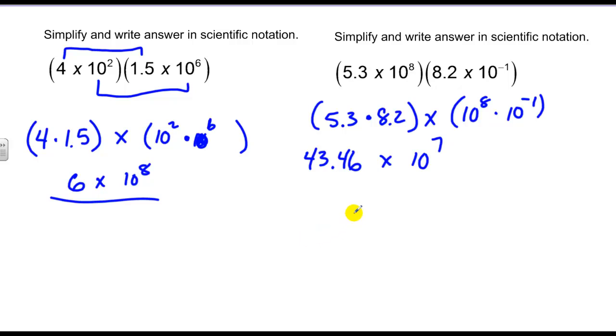Now I notice this 43.46 is not in scientific notation, so I'm going to put that in scientific notation. Remember, in scientific notation, we rewrite the number and figure how many places we have to move over. I have to move 1 to the left.